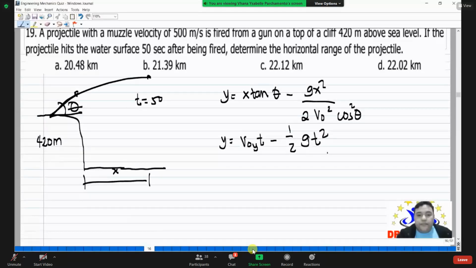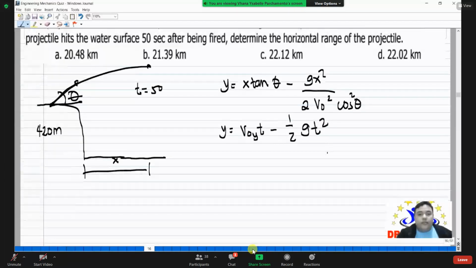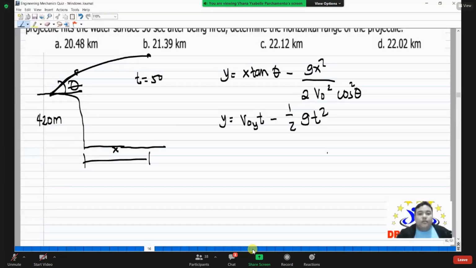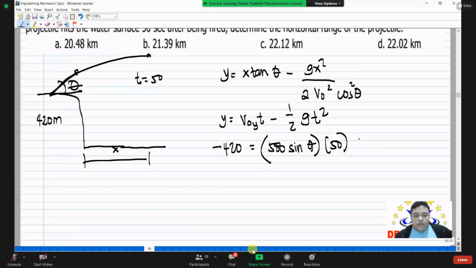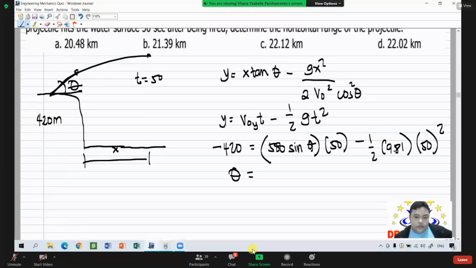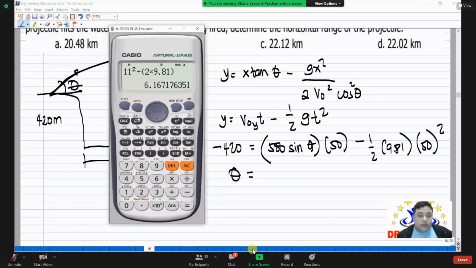So now, to make it easier, let's just do the second one. So that is negative 420 is equal to VOY. So our VOY is 500. So in the y component, that is sin theta. So let's get the theta first here, times 50 minus 1/2 times 9.81 times 50 squared. So what is our theta? So let's just shift solve this.